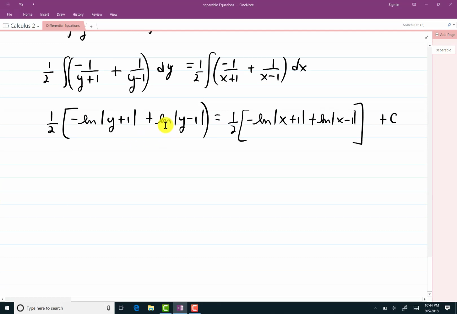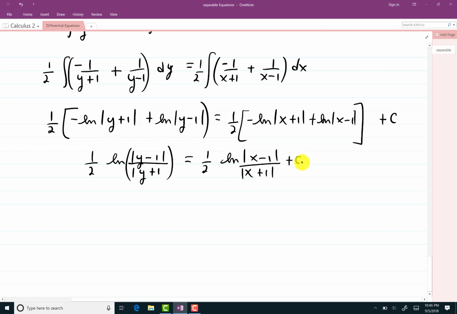And I will do much compacting here. By your rules of logarithms, I can combine these things. So I have 1/2 the natural log of the absolute value of y minus 1 divided by y plus 1. Same thing goes for the right side. I'll get 1/2 natural log absolute value of x minus 1 divided by x plus 1 plus a constant. I can multiply both sides by 2 to get rid of the 1/2, and the c will just absorb that 2. So the natural log absolute value of y minus 1 over y plus 1 equals the natural log absolute value of x minus 1 over x plus 1 plus a constant.